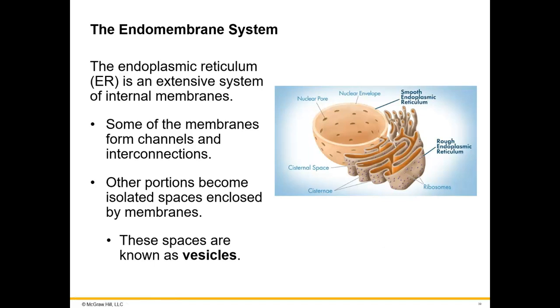The endoplasmic reticulum is that extensive system of internal membranes that results in all of our proteins, carbohydrates, and lipids. Some of the membranes form channels and interconnections, and other portions will become isolated spaces enclosed by membranes, which basically means they'll become vesicles, like those lysosomes that we saw. Basically, if this little section broke off and was a floating sphere, that would be a vesicle. And that's how a lot of carbohydrates, proteins, and lipids are going to be transported from the ER to the Golgi bodies.